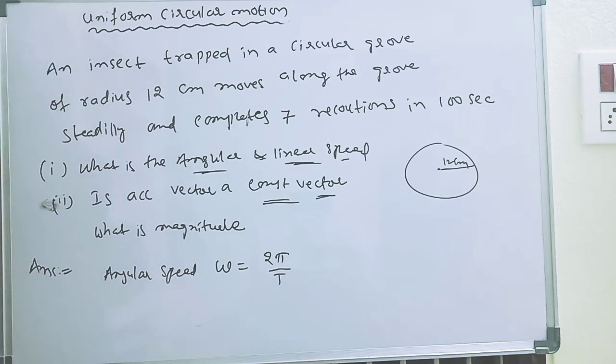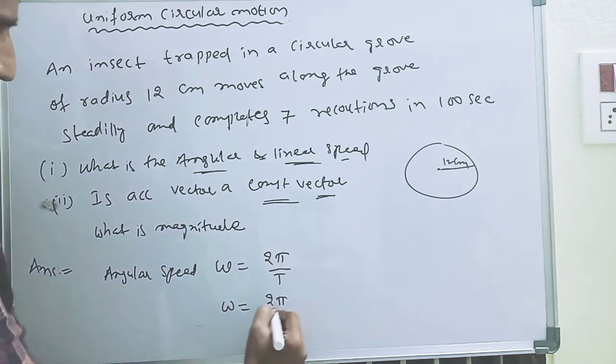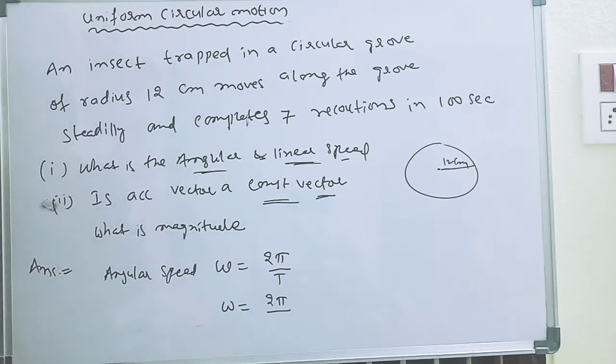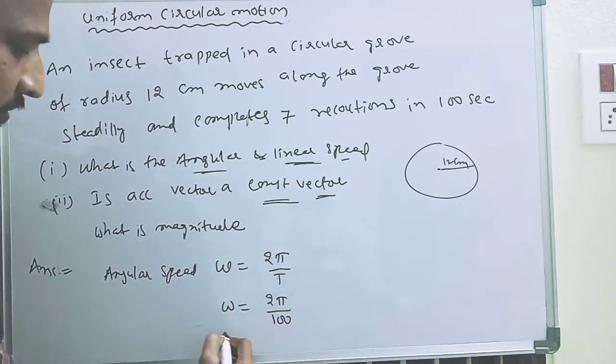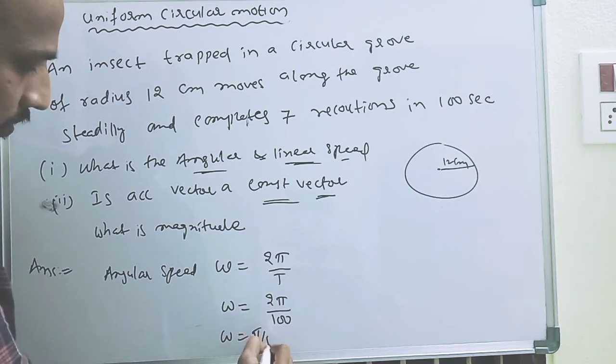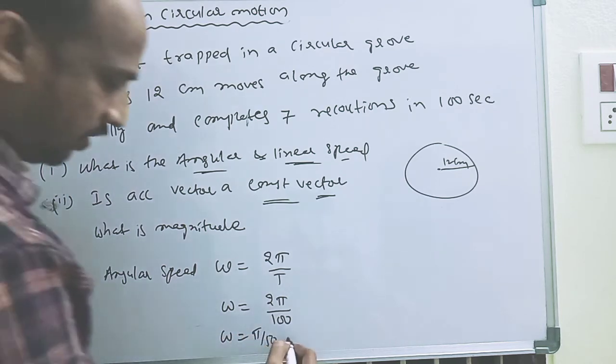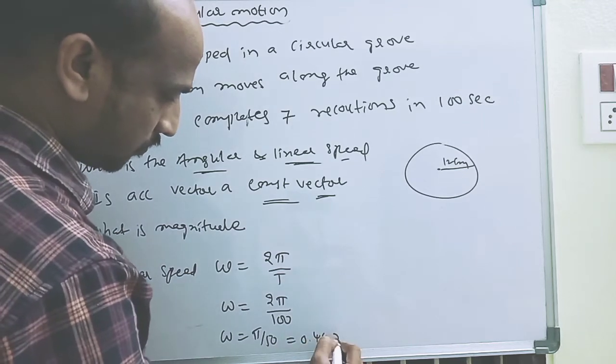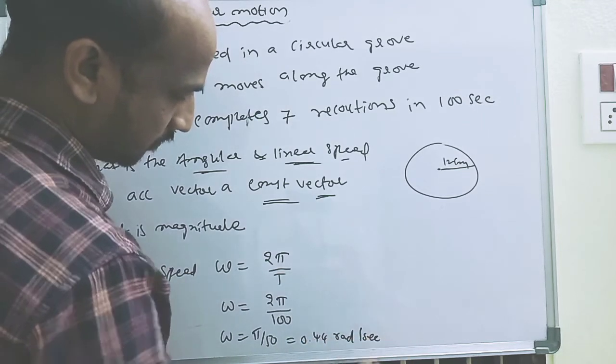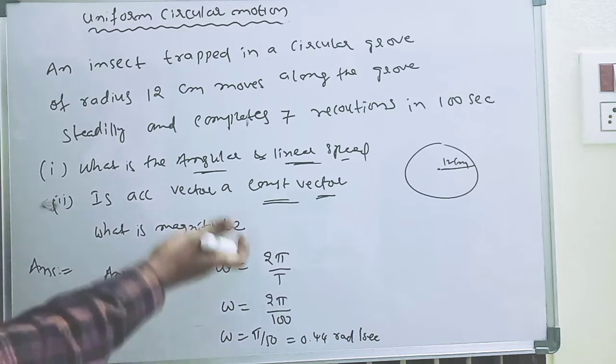So, what is 2 pi? I am writing 2 pi. Time is equal to 100 seconds. So 2 pi by 100 seconds is nothing but pi by 50. Pi by 50 value, take directly 0.44 radians per second. Okay, this is angular speed.